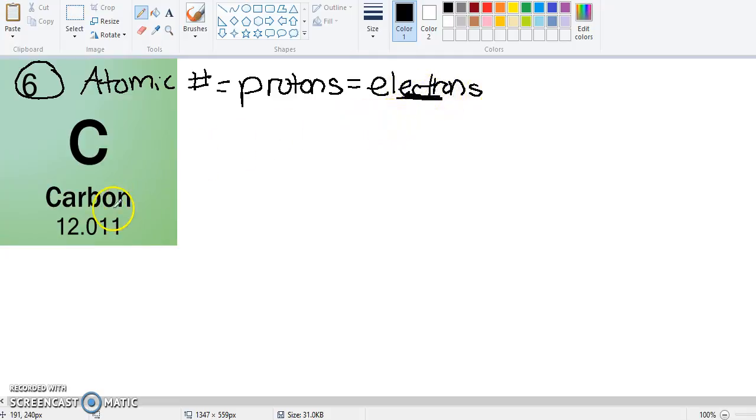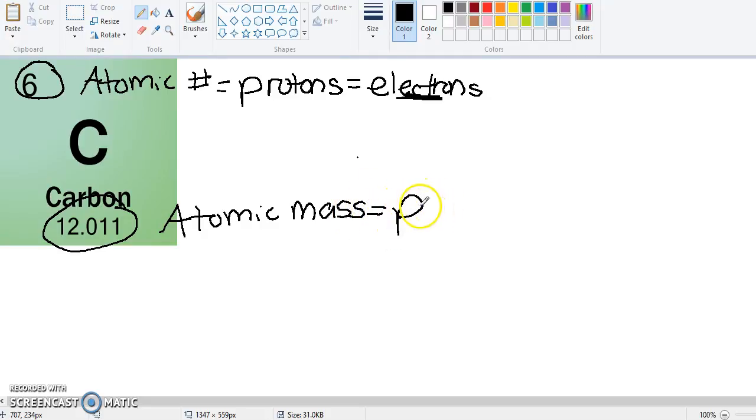Okay, a lot of times people forget about that one. The other thing you'll see down here at the bottom is that number, and that is our atomic mass, which is also atomic weight. If you see that, that's also what that is. That is going to be equal to the number of protons added to the number of neutrons.